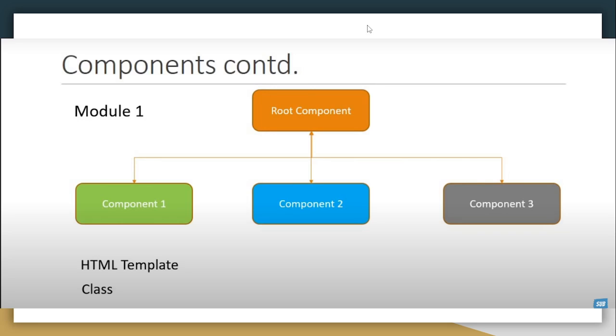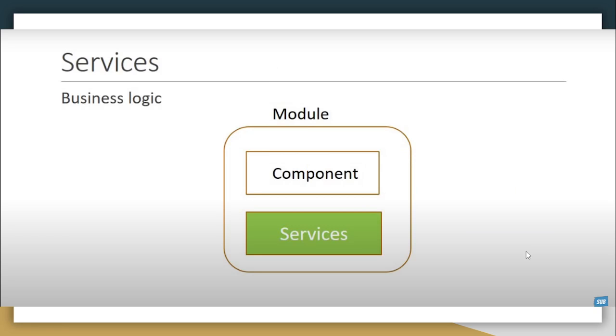We can generate one module that has a root component. We can also generate multiple modules in our application. These multiple modules need to be declared in the main module, which is named app module. In a component we have an HTML template and other classes.